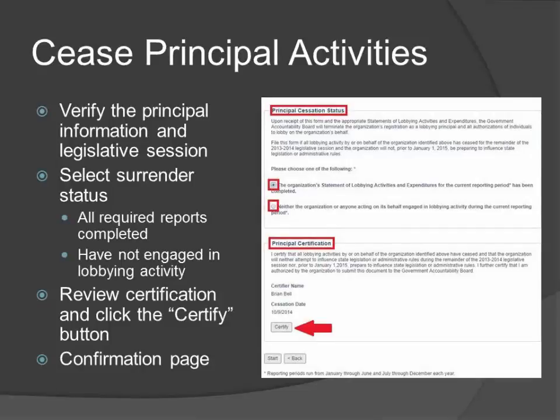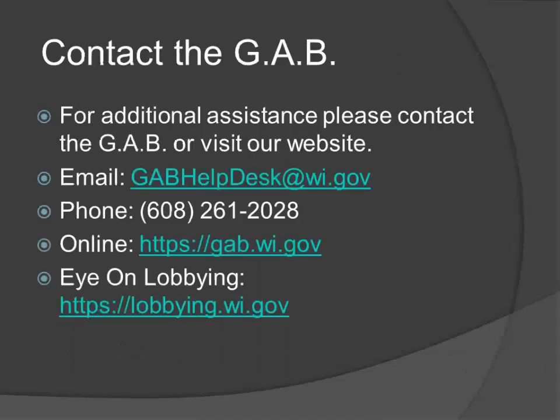All required reports completed. By selecting this option, the Eye on Lobbying website will verify that all authorized lobbyists' time reports and the principal's SLAE is complete. Have not engaged in lobbying activity? If you select this option, the Eye on Lobbying website will verify that all authorized lobbyists have completed their time reports and entered 0 hours. Review certification and click the Certify button. You will see a confirmation page.